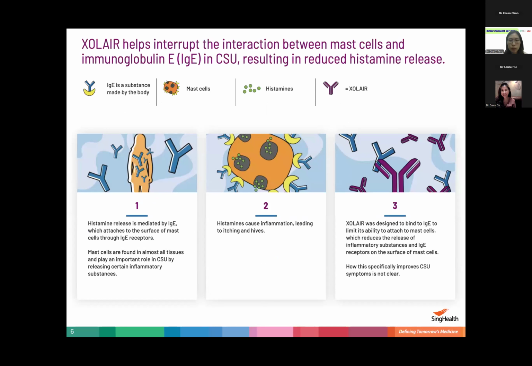This might look a little intimidating with all the terms, but basically, in a person with chronic urticaria, our body has this antibody or protein called IgE. When it's not treated, this IgE will bind to a cell called a mast cell, and this will cause the mast cell to burst and release histamine that causes itch and hives.